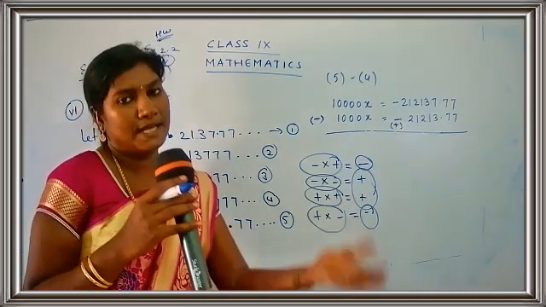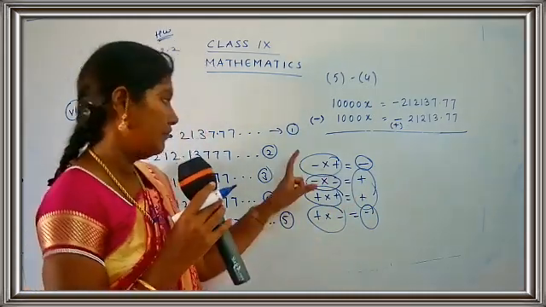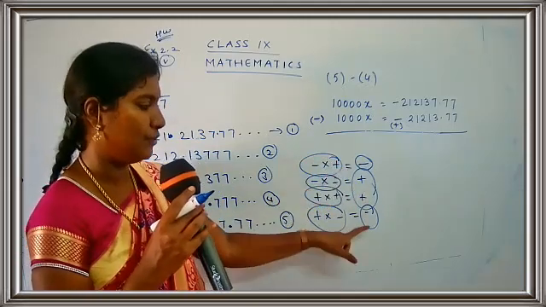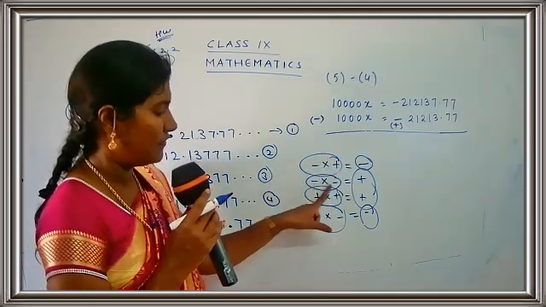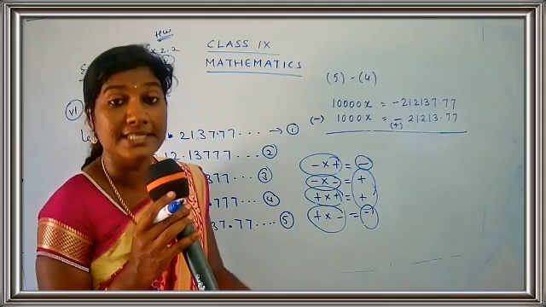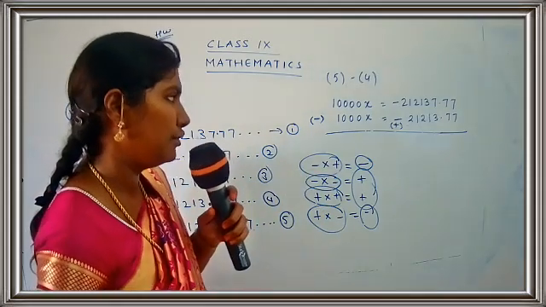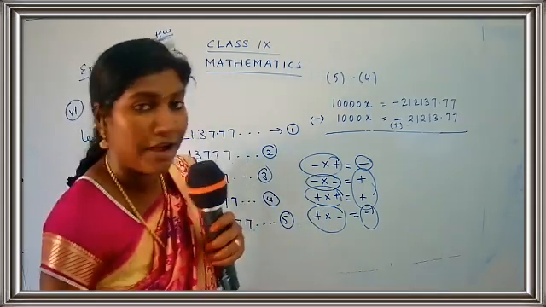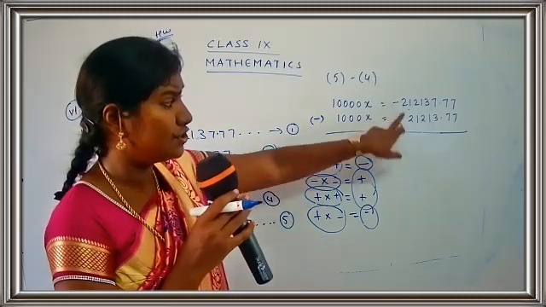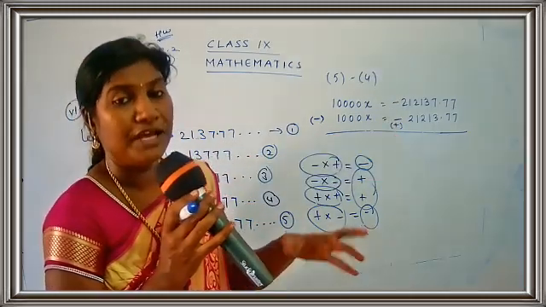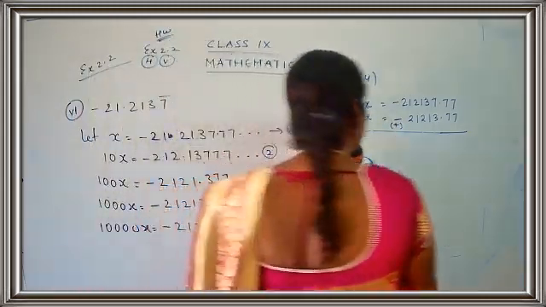Minus minus plus, plus plus plus. When you have different signs, the answer you get is minus, and when you have the same sign, you get the answer as plus. Keep this in your mind. Okay, so now what you have to do? Minus into plus, minus. So we have to do subtraction. So let us subtract the number.